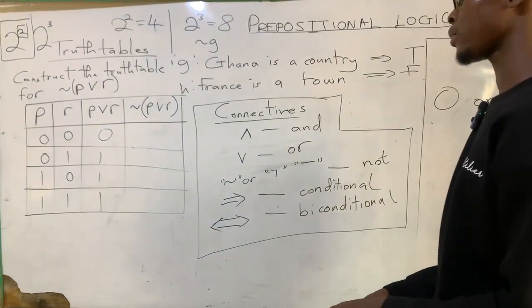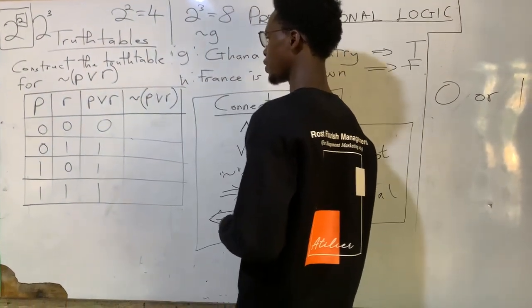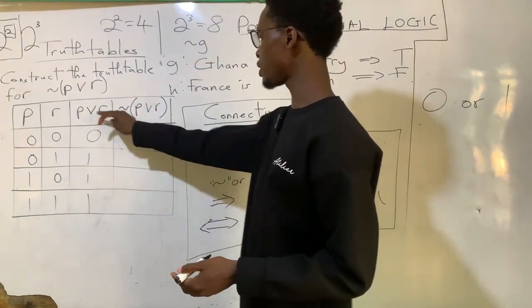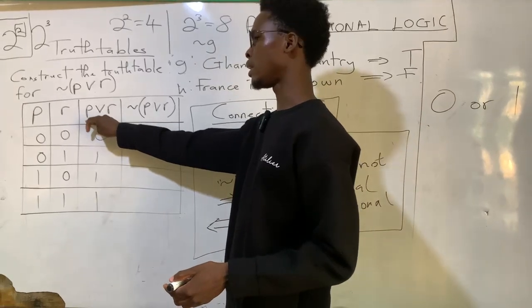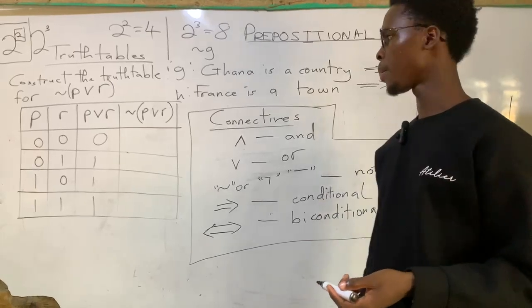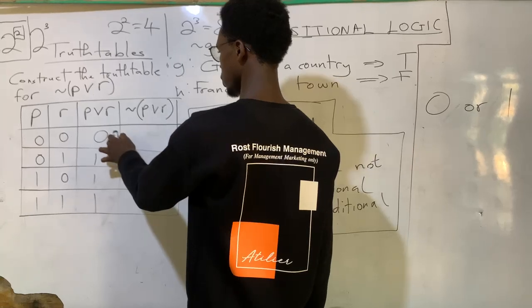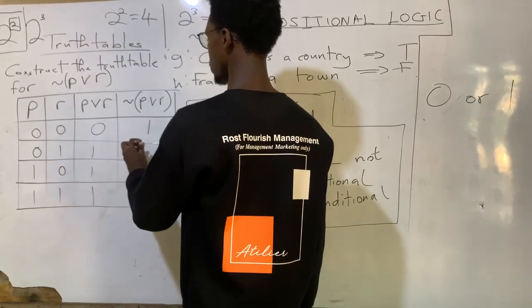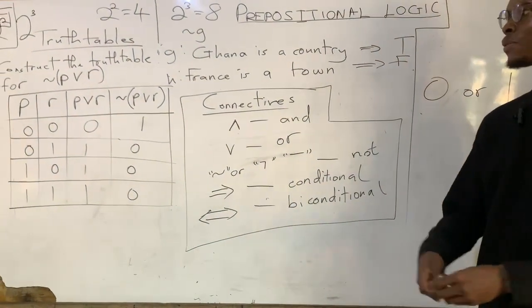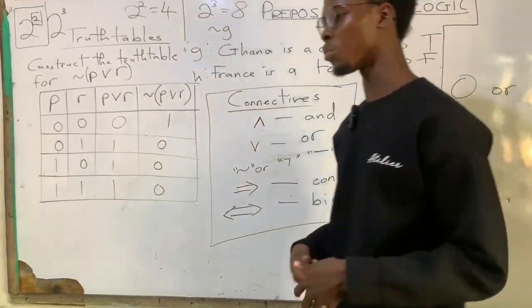Then we have not (P or R), right? You can't decide to do it that way, because you've already simplified the job by constructing the table for P or R. So now what you do is just negate that aspect. We just look at this part, then you negate it. So not 0 is going to be 1. Not 1 will be 0. Not 1 is also 0. Not 1 is 0. So that is it for this particular truth table. Now let's try more complex truth tables.